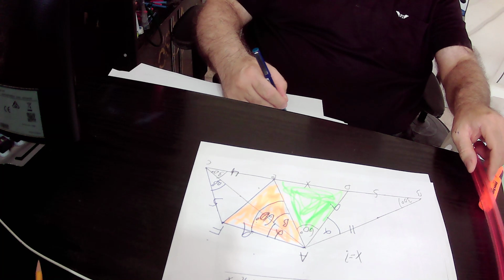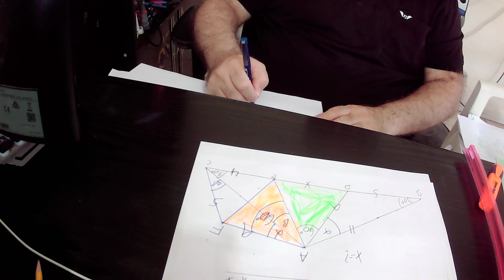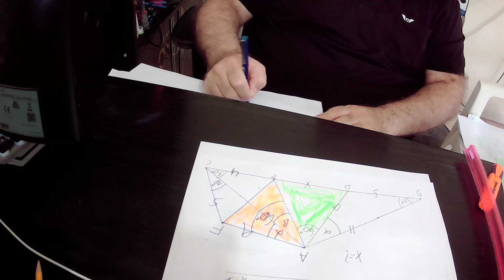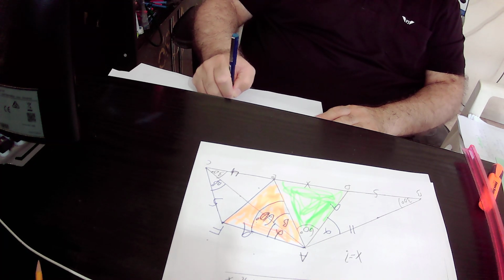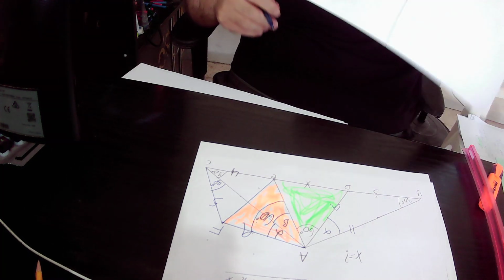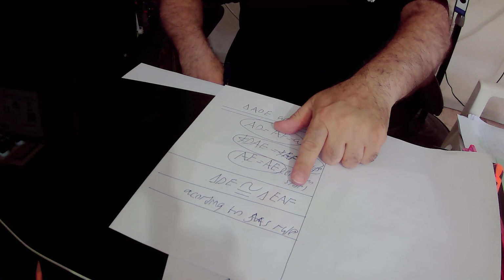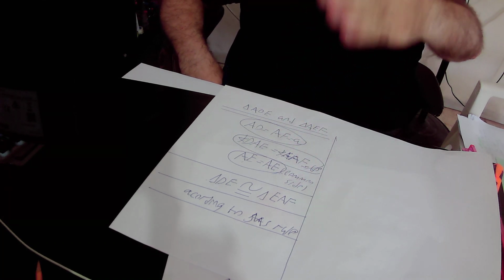According to side angle side rule. I'll repeat again. The green triangle, triangle ADE, is congruent to the orange triangle, triangle EAF according to side angle side rule. I will explain what I mean.